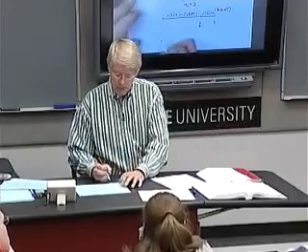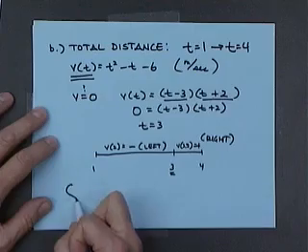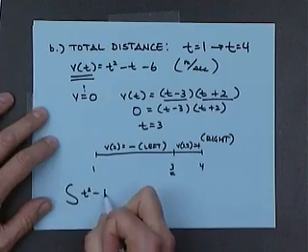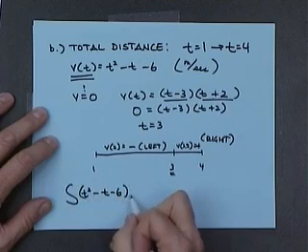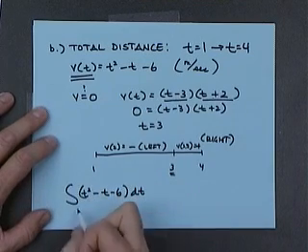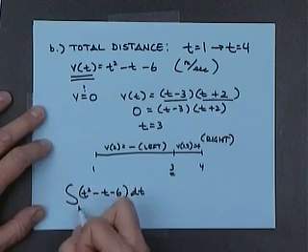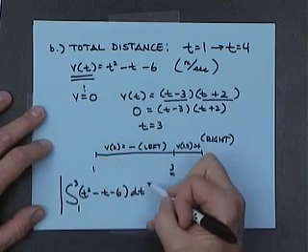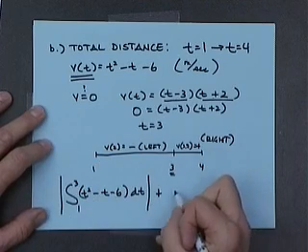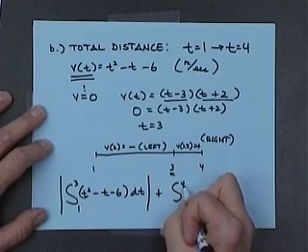So to get the total distance traveled, we'll take that velocity and integrate it. Tell me how we're going to do this differently. 1 to 3. Absolute value. Good. Thank you. And then we want to pick up with 3 to 4.